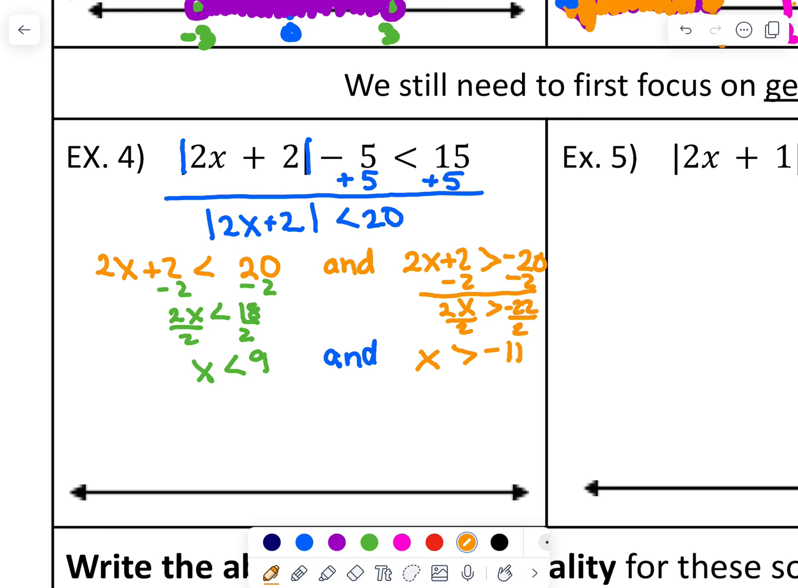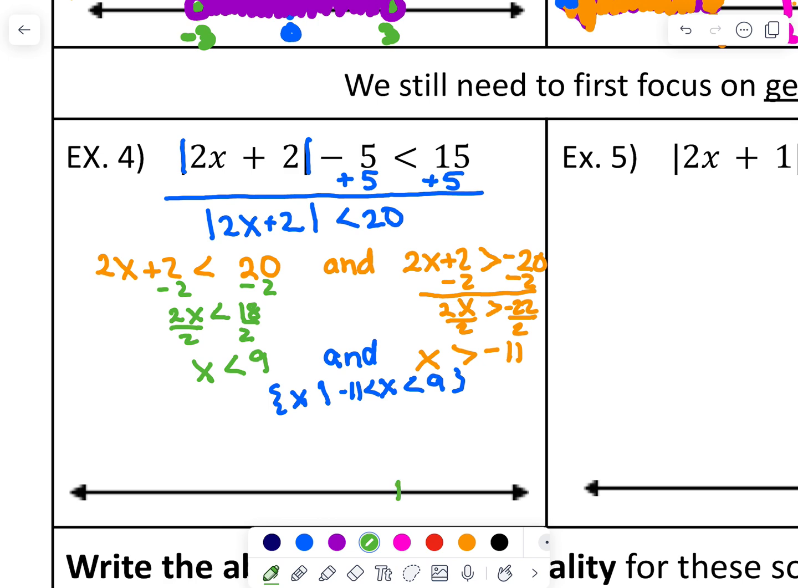Okay, well this is great, but remember this is an "and," so for our set notation we can put it in a sandwich, putting the lower value here and the upper value here. And that could be our set notation. Let's see what the graph looks like.